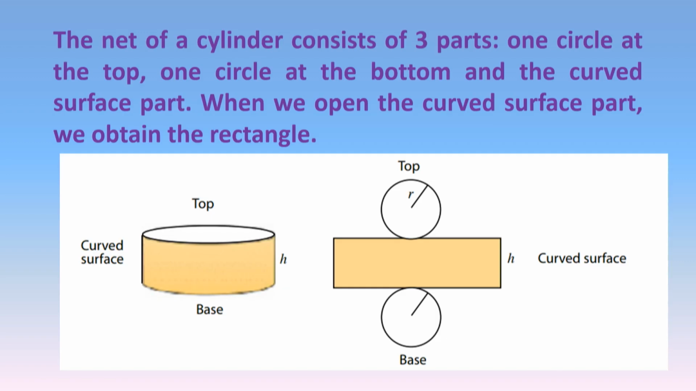The net of a cylinder consists of three parts: one circle at the top, one circle at the bottom, and the curved surface part. Now, when you open the curved surface part, you will obtain a rectangle as shown in the picture.